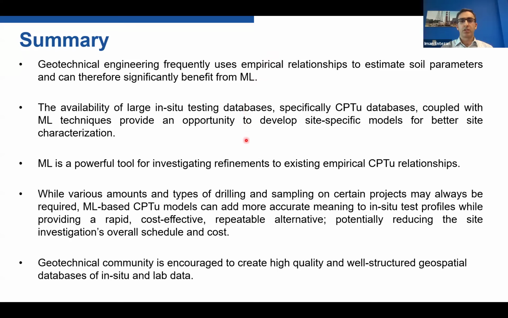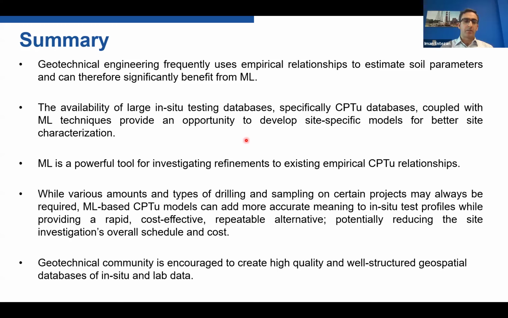Obviously, for a lot of projects, we still need to do drilling and sampling and do lab analysis. But we can still use ML-based CPT models to add value to the basic CPT parameters and have a more cost-effective and rapid means to provide some extra information.